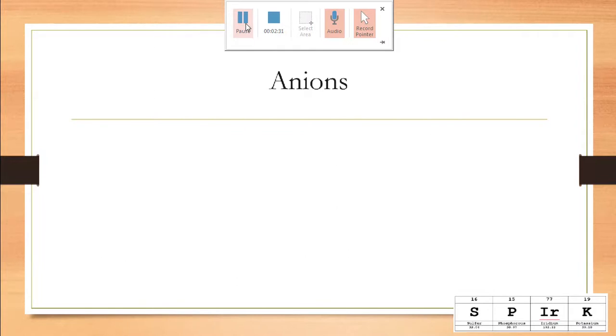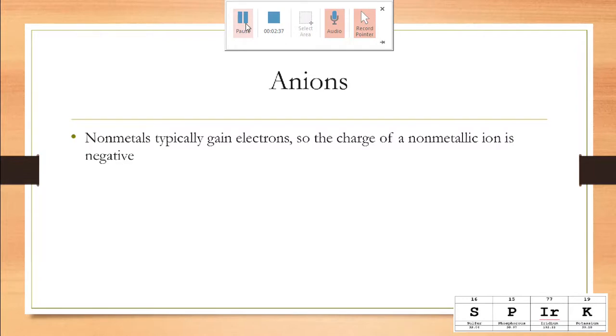Another thing, in contrast to cations, is anions. Nonmetals typically gain electrons, so the charge of the nonmetallic ion is negative. To figure out the charge on these ions, we can take the group number and subtract 8. For chlorine, it's in group 7A, so 7 minus 8 gives us -1, and that's true. We know that chlorine has a -1 charge. Or we can say that charge equals the number of valence electrons minus 8. They're really the same thing, so whichever way you want to remember it is up to you.